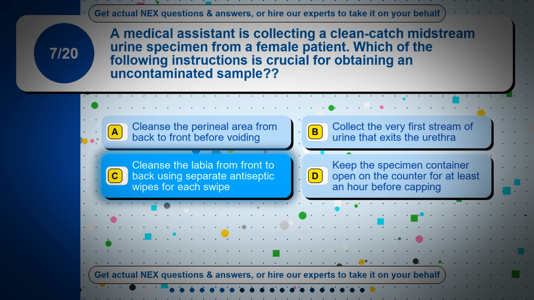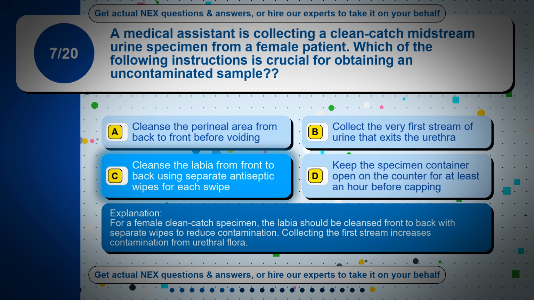Cleanse the labia from front to back using separate antiseptic wipes for each swipe. For a female clean catch specimen, the labia should be cleansed front to back with separate wipes to reduce contamination. Collecting the first stream increases contamination from urethral flora.